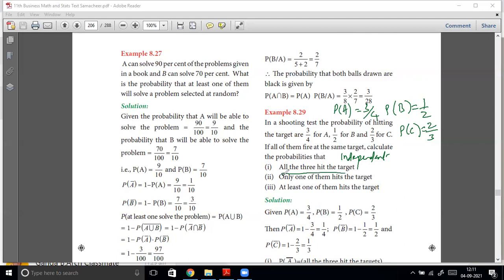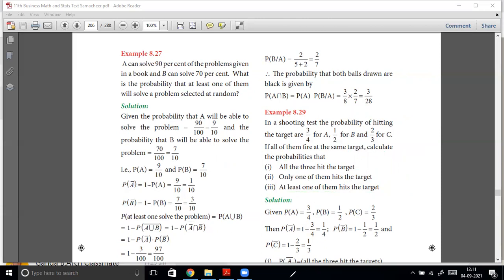All three hit the target means P of A intersection B intersection C. Both and is the same as all and. Both comes only if it is two events; if it is three or more events, it will come as all. Correct? Only one of them hits the target, that is very important. At least one of them hits the target is A union B union C. Either one of them hits the target. Only one of them hits the target is very important. How to find that out we will see here.